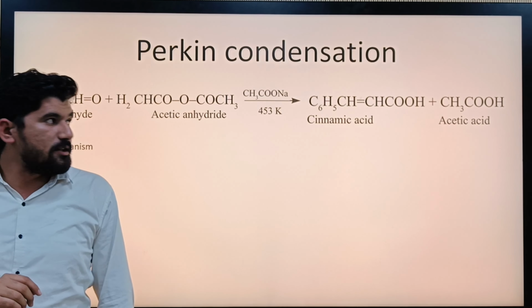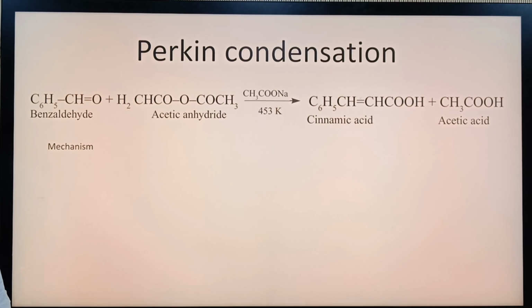Let's move to another reaction. This is the Perkin condensation reaction, in which we have benzaldehyde and an acid anhydride. In presence of an acid salt, it converts into cinnamic acid and acetic acid. This is an alpha beta unsaturated acid, and this is acetic acid. So let's see what is the mechanism behind this reaction.